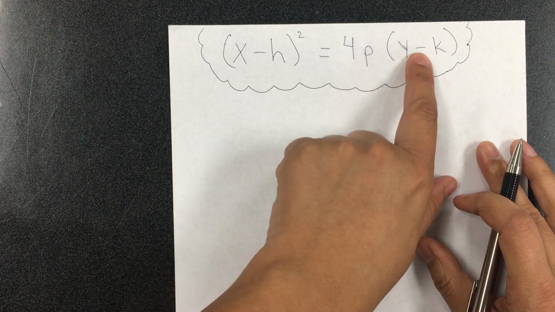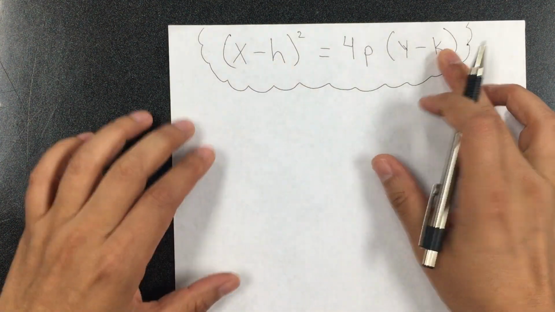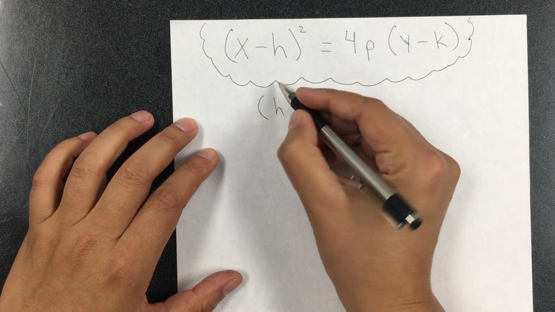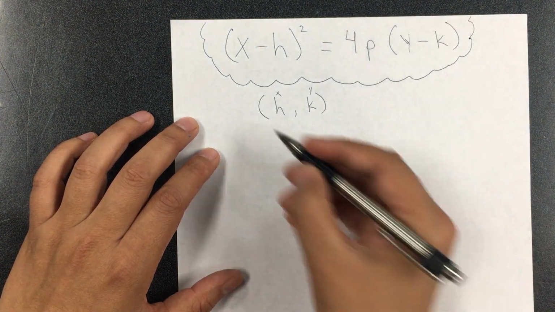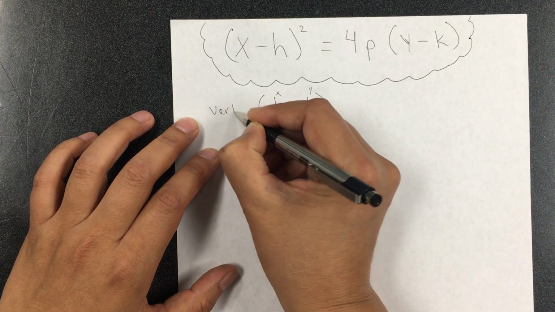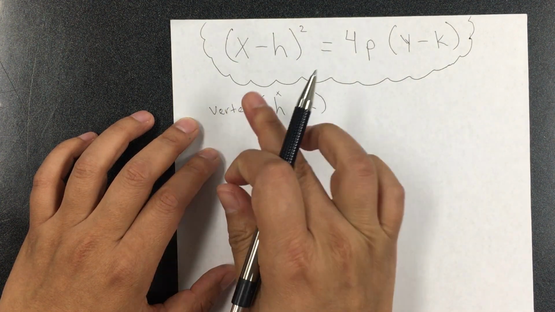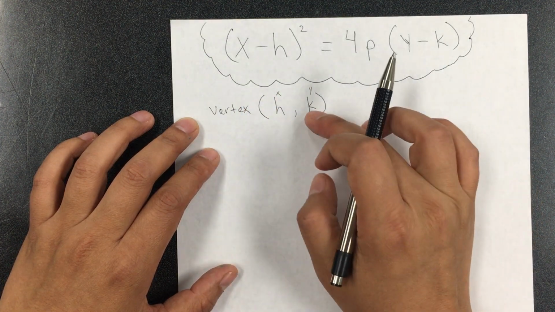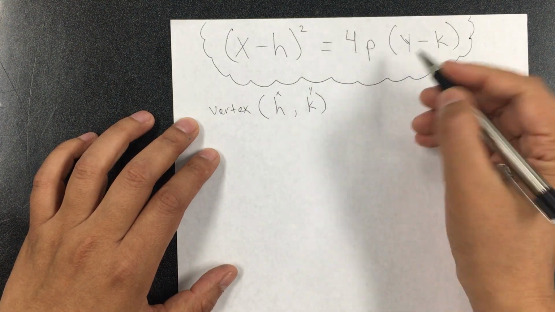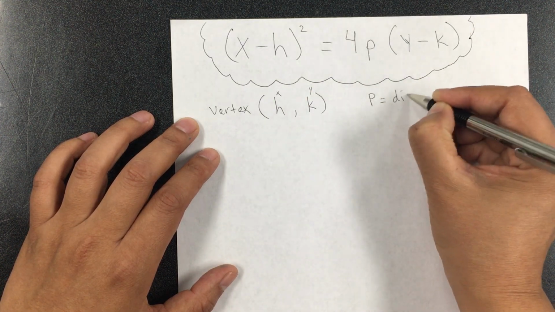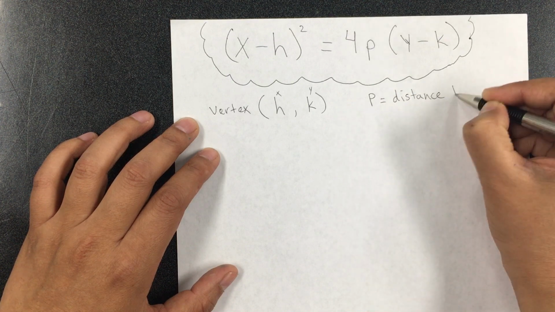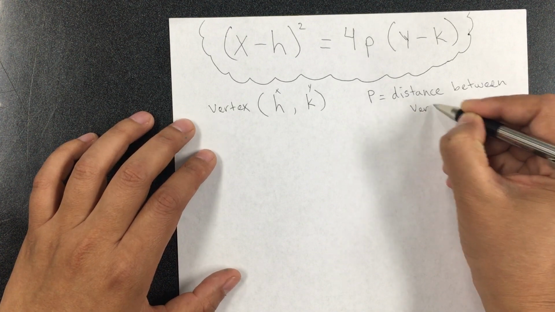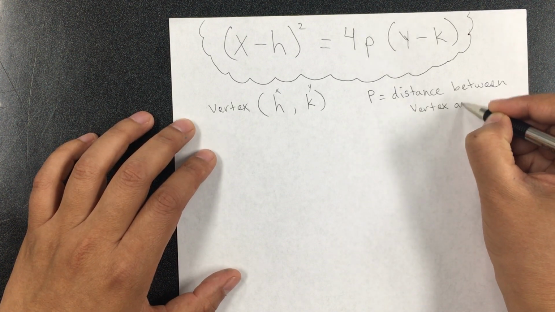and from this, h and k refer to the x and y coordinates of the vertex. Okay, so we will be needing the vertex, and h is the value of x and k is the value of y. P is going to be the distance between the vertex and the focus point.